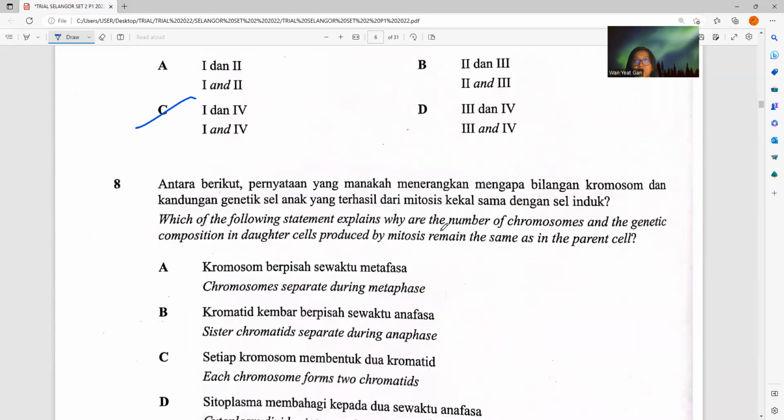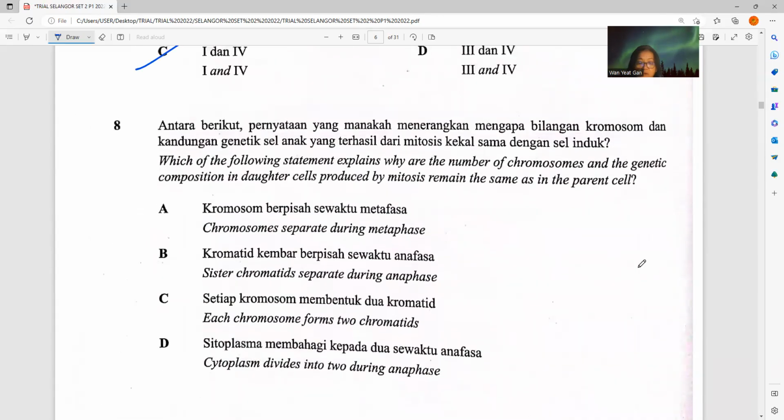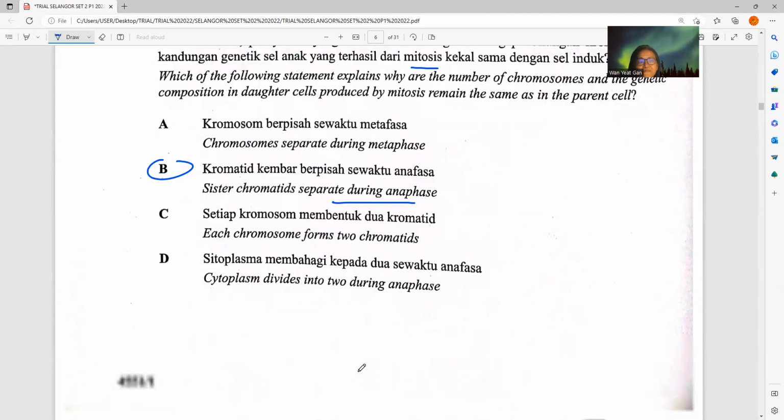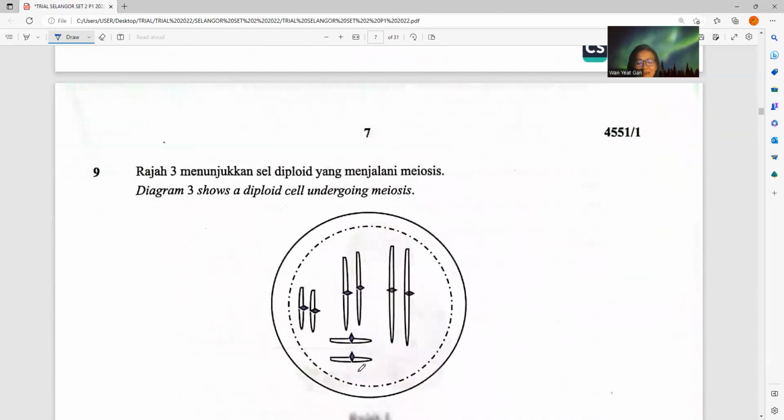Which of the following statements explain why the number of chromosomes and the genetic composition in daughter cells produced by mitosis remain the same as in the parent cell? Now, for the number of chromosomes to be the same, this happens when sister chromatids separate during anaphase. So during mitosis, the sister chromatids will separate and move towards the opposite poles. So this will make sure that the number of chromosomes in the daughter cells is the same as in the parent cell.